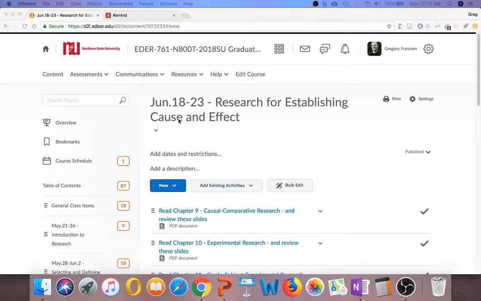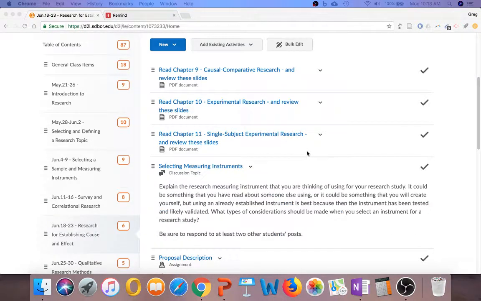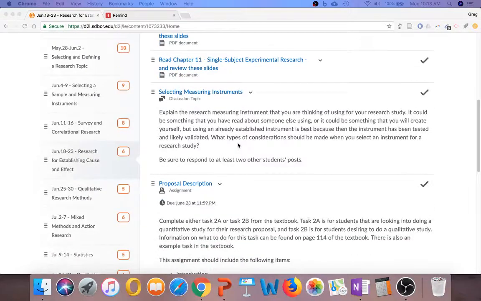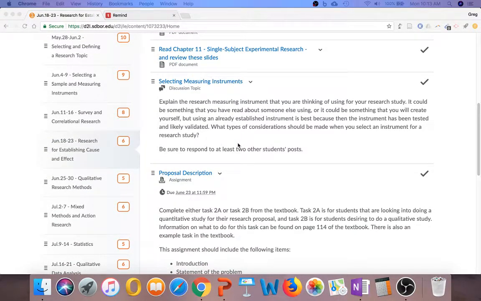Although causal comparative and single subject are probably not as strong as experimental research for establishing cause and effect, I'll talk about those in a separate video coming up, but you'll read chapters 9, 10, and 11 and review the slides there. And then you'll participate in a discussion on selecting measuring instruments. This is something that's getting you to start thinking about what instrument you might use as part of your proposed research study.